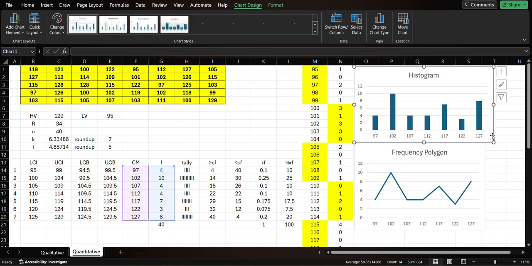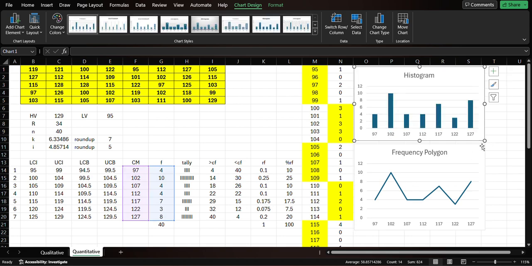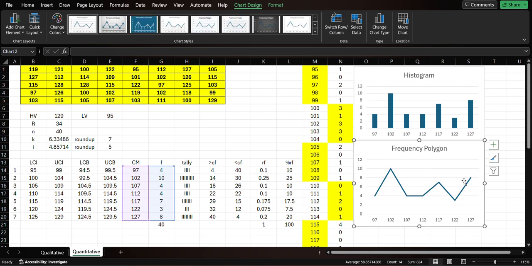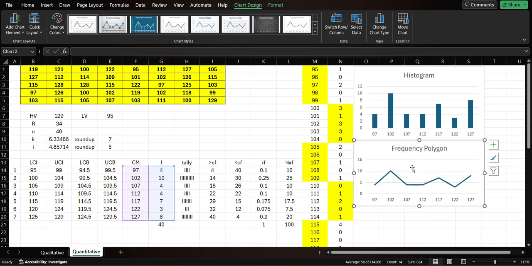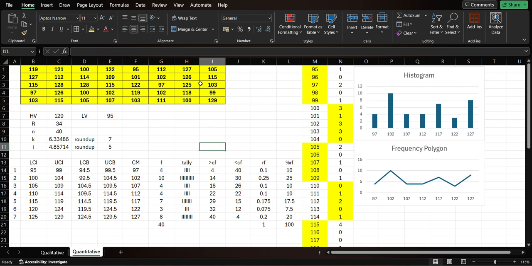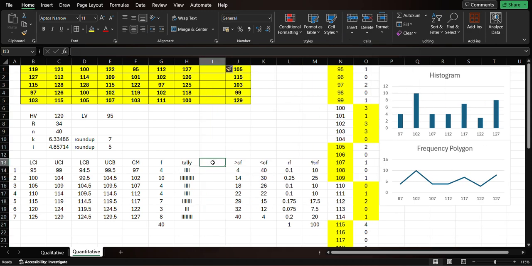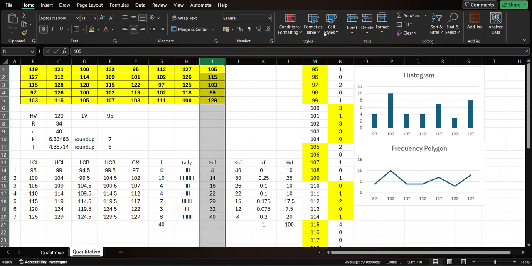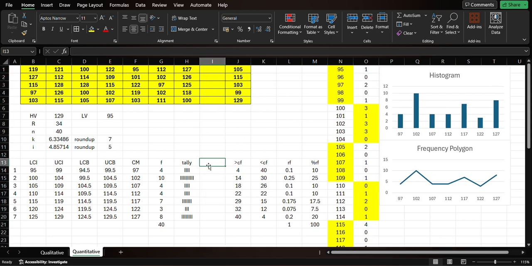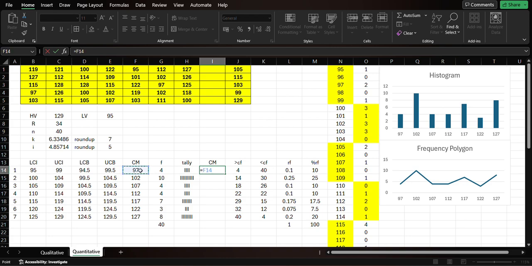Now we're also going to do a frequency polygon. So right click, quick analysis, and that would be line. All right. So this is your frequency polygon. Your frequency polygon and your histogram are the same. If you observe, they are the same. The only difference is that the graph for a frequency polygon is a line graph, and the graph for a histogram is a column graph or a bar graph.